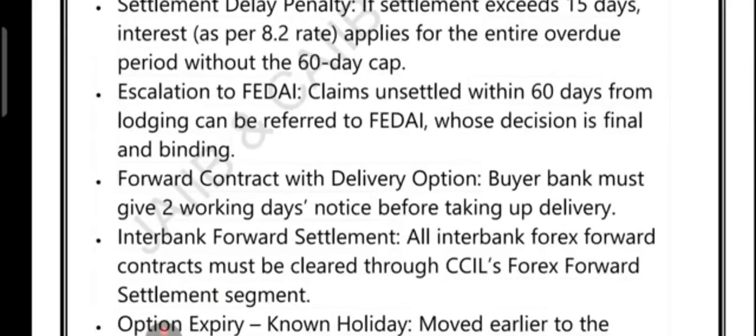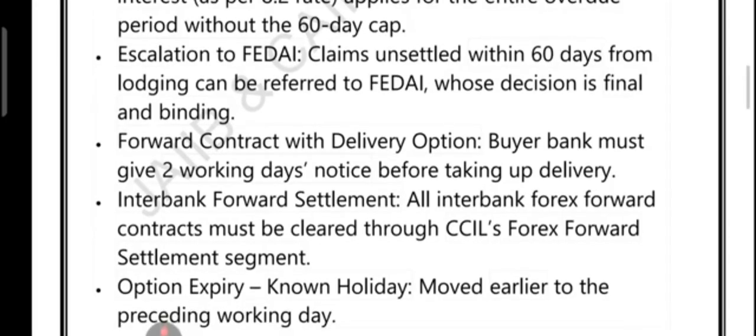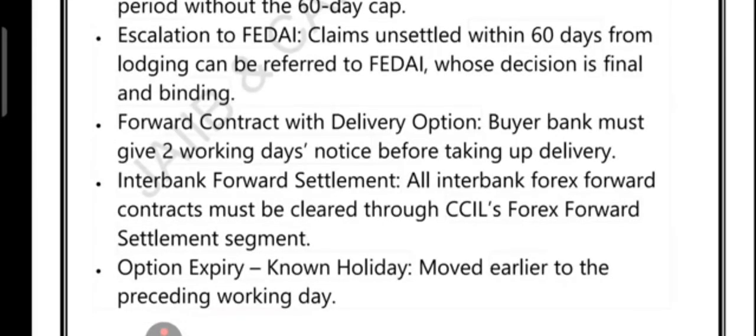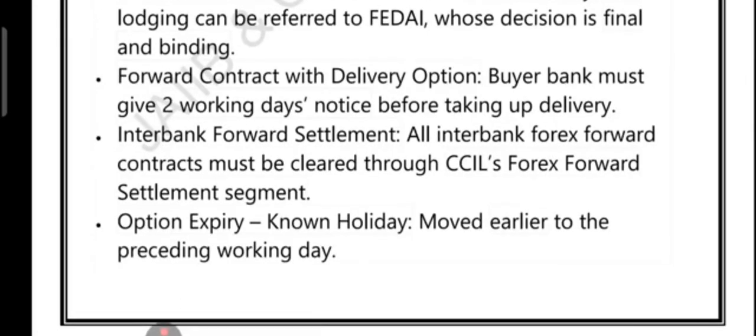For a forward contract with a delivery option, the buying bank must give at least 2 working days' notice before they plan to take delivery. All interbank forex forward contracts must be settled through the CCIL forex forward system, which is a central platform for clearing, right? Remember, all kinds of interbank forward contracts must be settled through the CCIL forex forward system. If an option expiry date falls on a known holiday, the expiry moves earlier to the preceding working day, and if it is a sudden holiday, the expiry moves forward to the next working day, right?